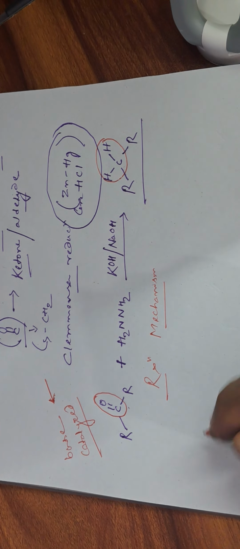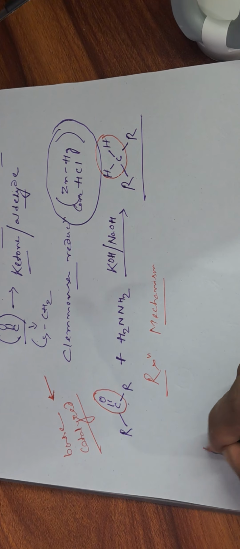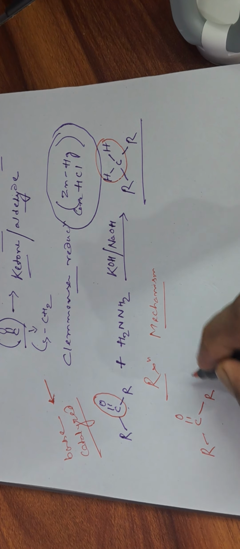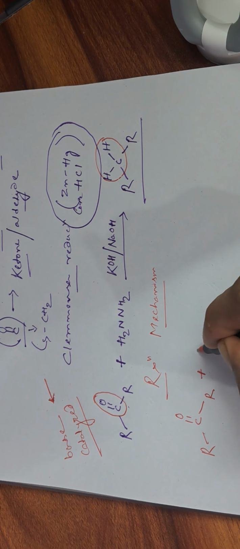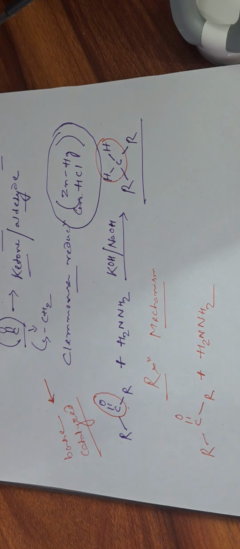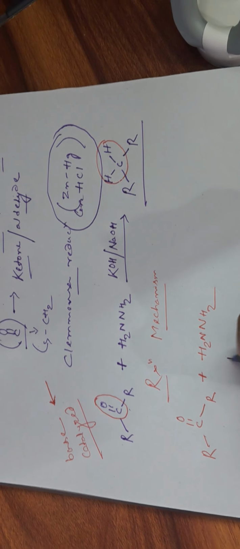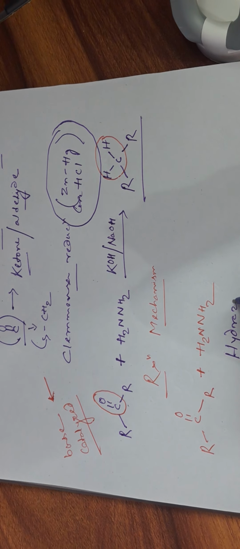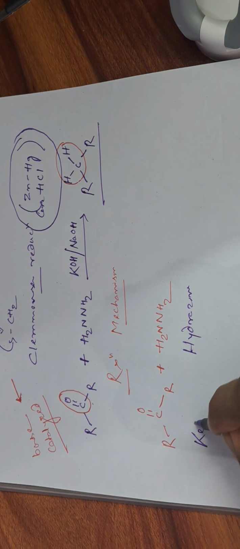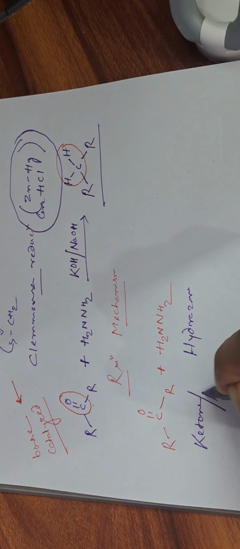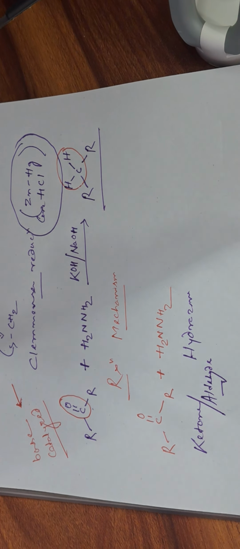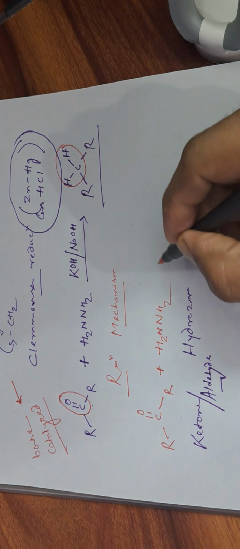So initially, what happens? Let me put the structure of the ketone first. Initially, it will try to access the hydrazine. So what will happen once the ketone is interacting with hydrazine? This is your hydrazine, and this one is your ketone or aldehyde, anything.